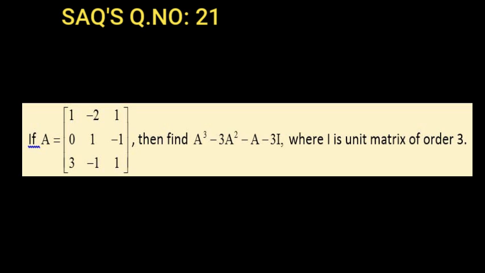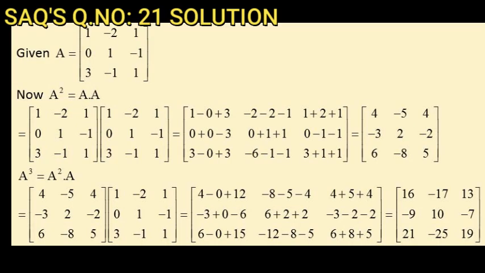Okay, next one. If A is equal to [1, -2, 1; 0, 1, -1; 3, -1, 1], then find A cube minus 3A square minus A minus 3I, where I is the unit matrix of order 3. Okay, now consider the given matrix A. We find A square. A square is equal to A into A. In this problem, we use the multiplication of matrices and addition of the matrices.